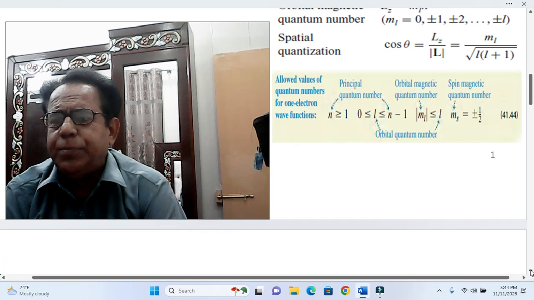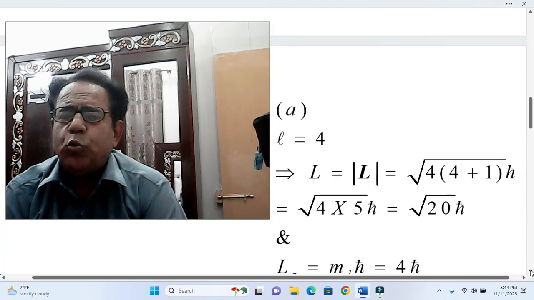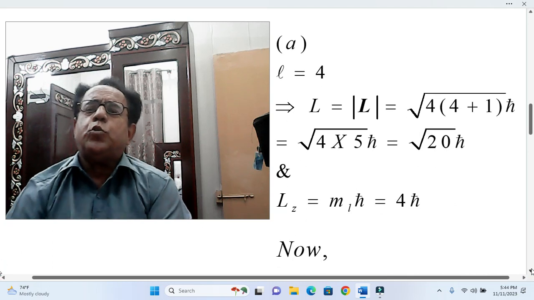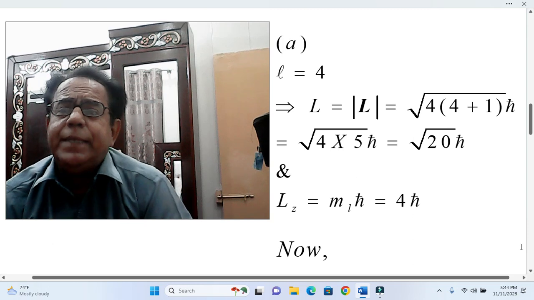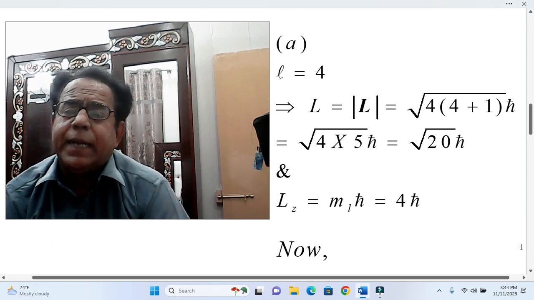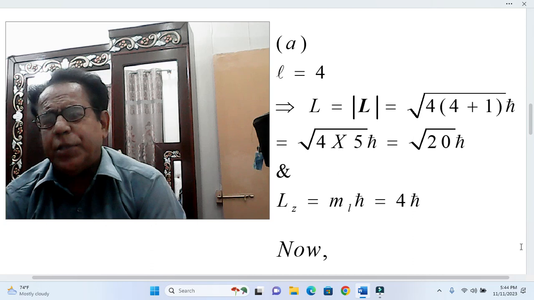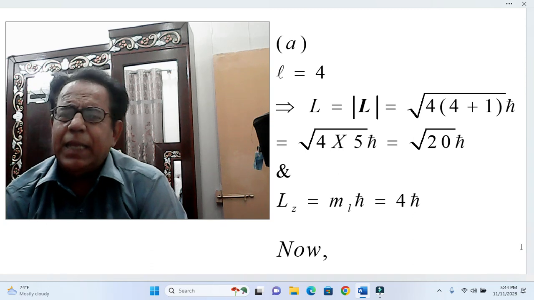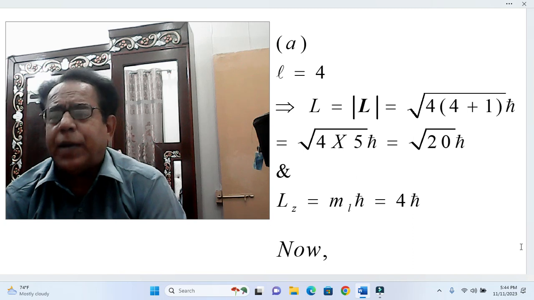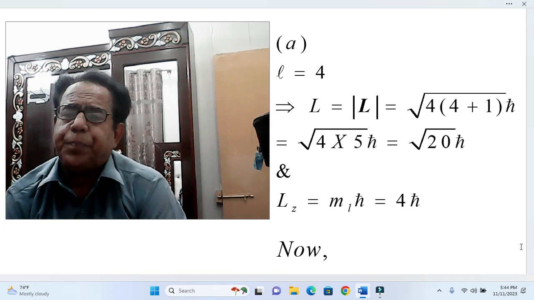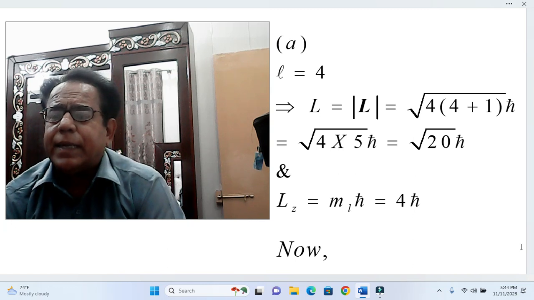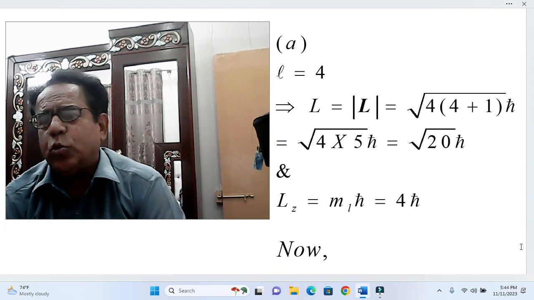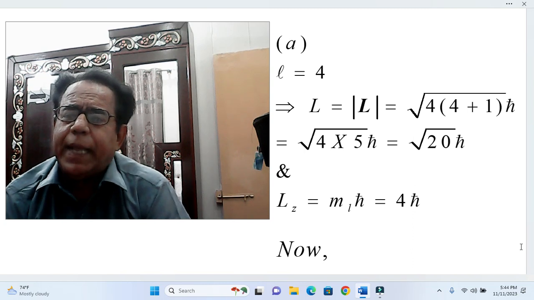Now we move forward and come towards part A. Part A, small l is equal to 4. This implies that when small l is equal to 4, then capital L, or modulus value of L vector, becomes equal to under root of 4 into 4 plus 1, into h cut. So it becomes under root of 4 into 5, h cut. H cut is outside the under root. This becomes equal to under root 20 h cut.